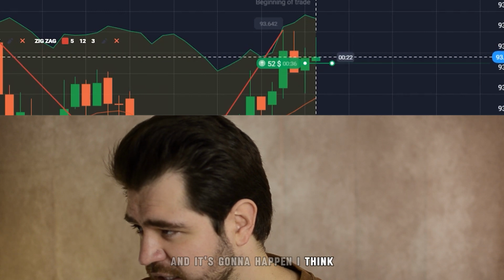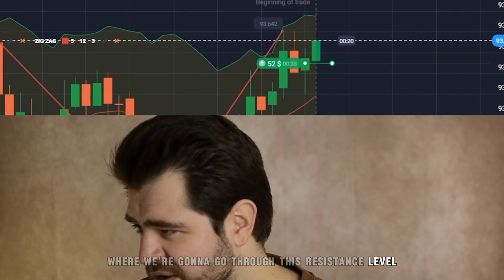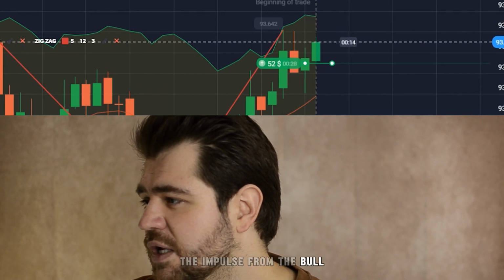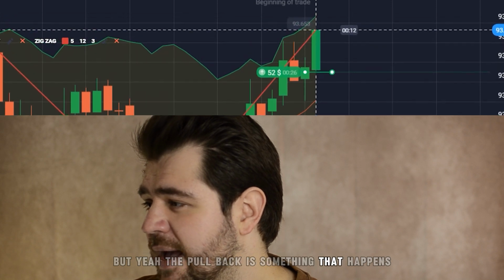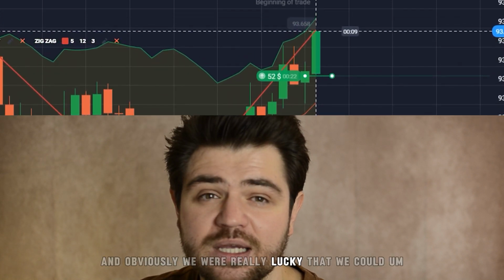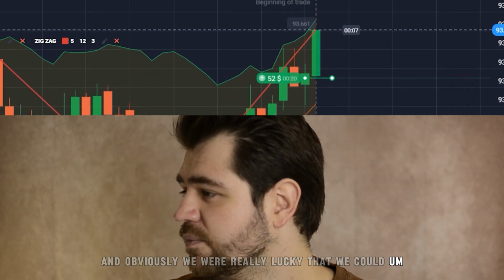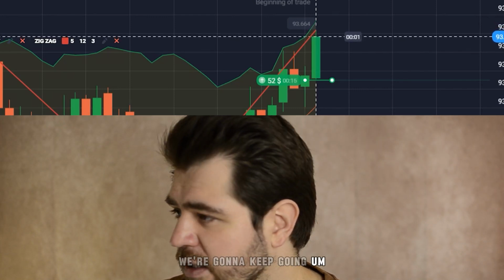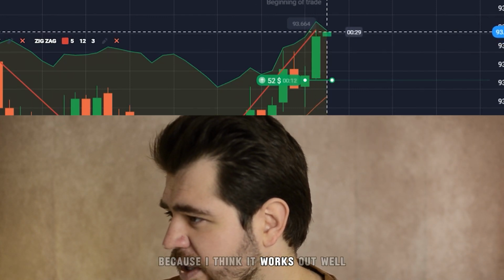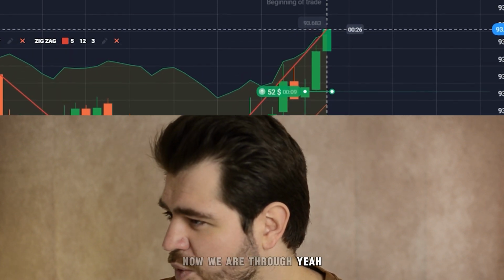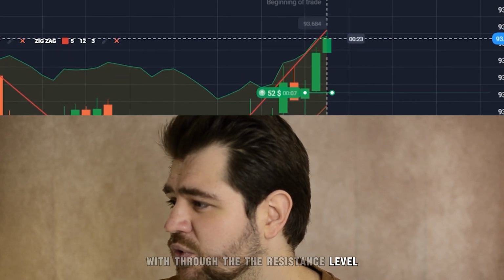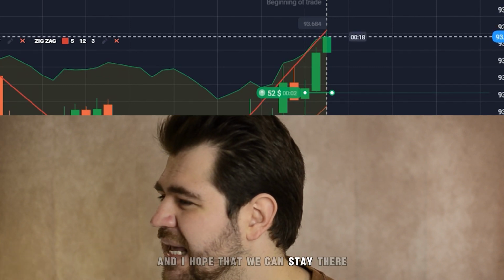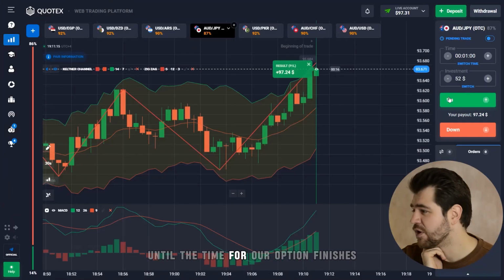I think we're gonna go through this resistance level, because the impulse from the bull is pretty strong. But yeah, the pullback is something that happens, and obviously we were really lucky that it was a draw. So we're gonna keep going because I think it works out well now. We're through the resistance level. We're breaking through it, and I hope that we can stay there until the time for our option finishes.